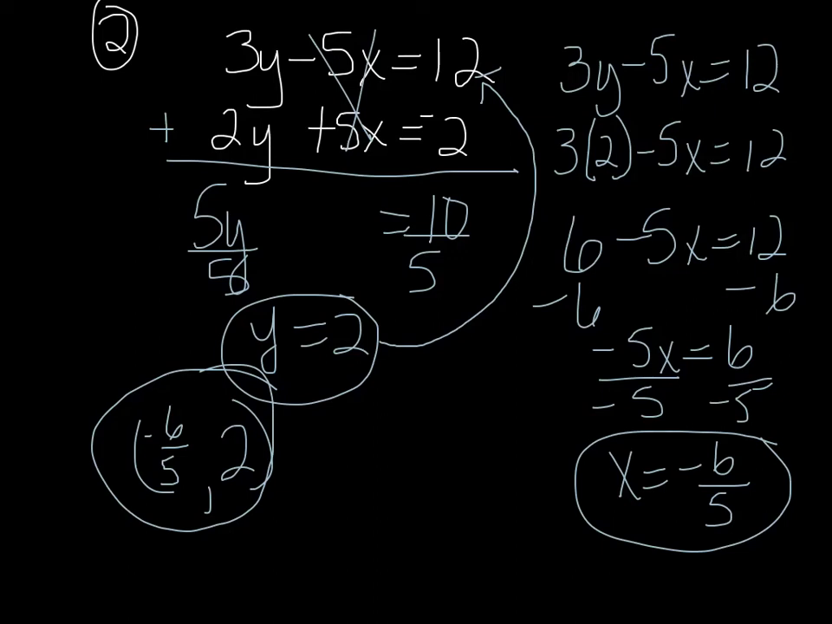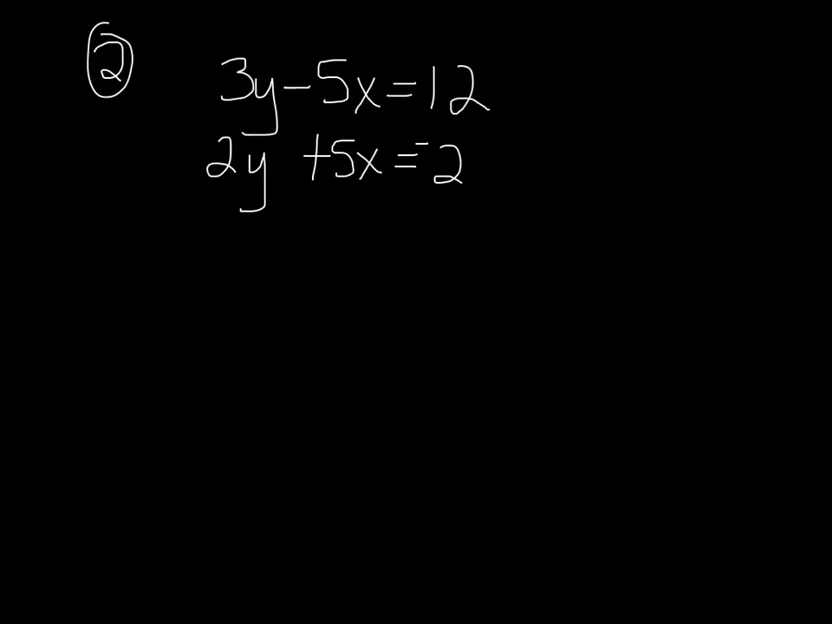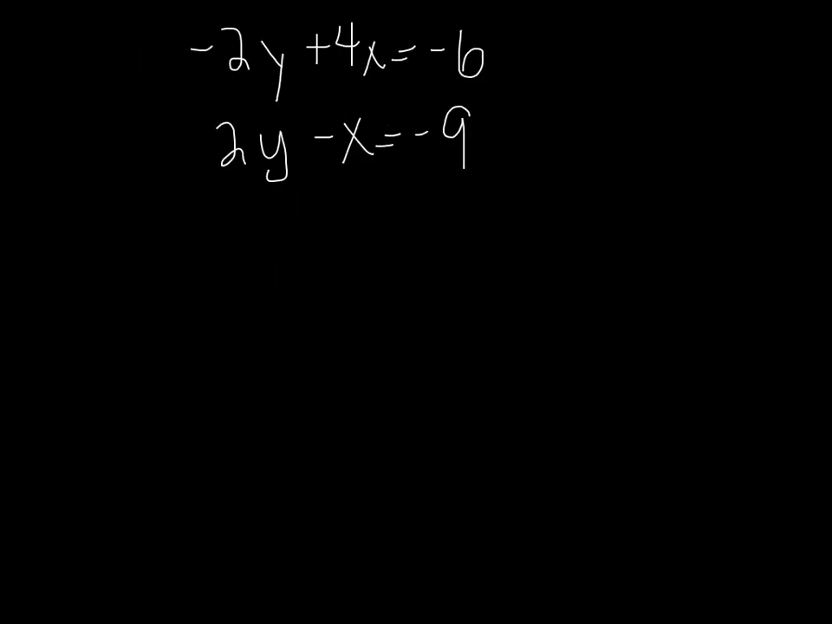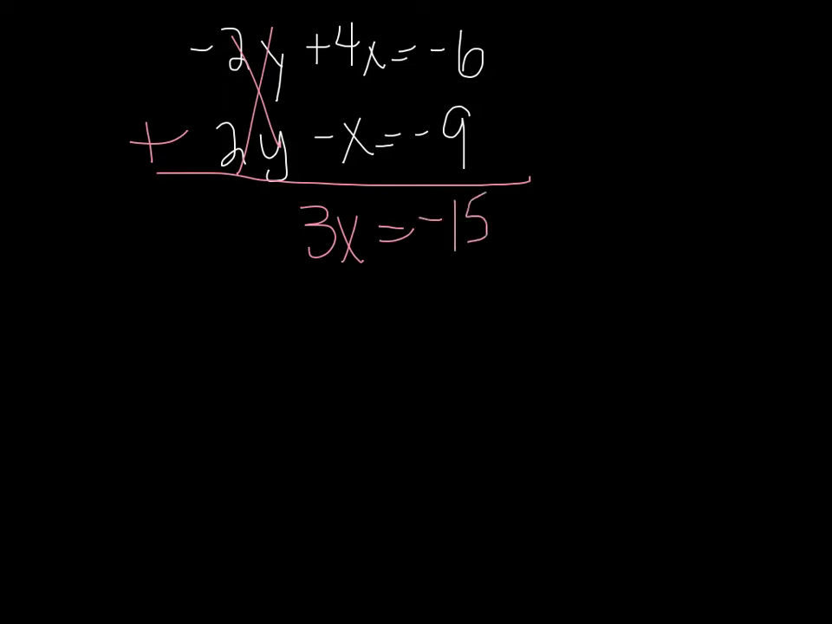Let's do another one. That's the same one, so we're going to skip that one. Alright, let's take a look at this one. Look at my y's. If I add my y's, negative 2y and a positive 2y, they'll be eliminated. So that's good. My x's will not be eliminated. So I'm going to add. Again, those go away. So 4x minus x is 3x. And then negative 6 minus 9 is negative 15. Divide by 3, and x equals negative 5.